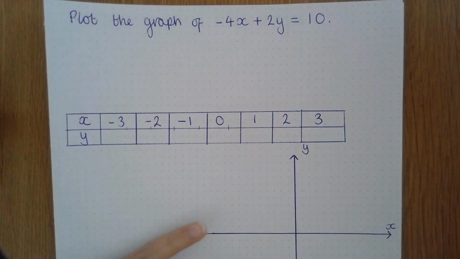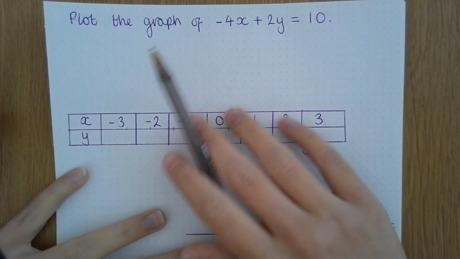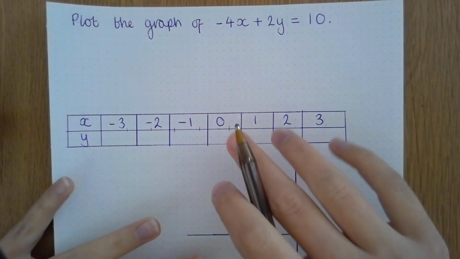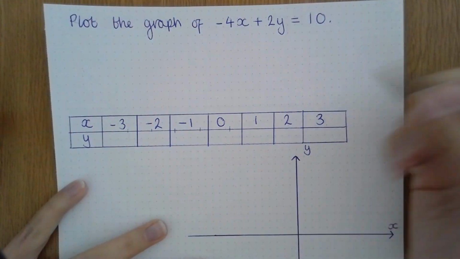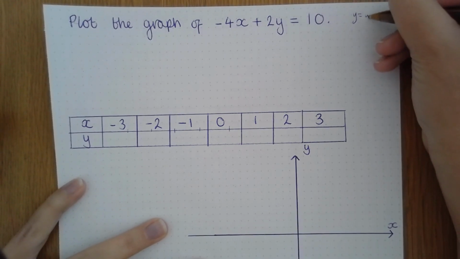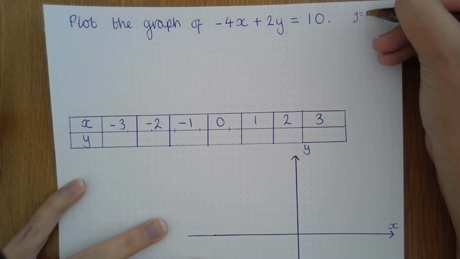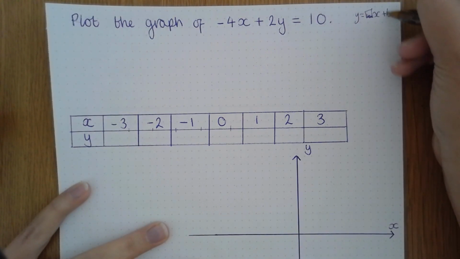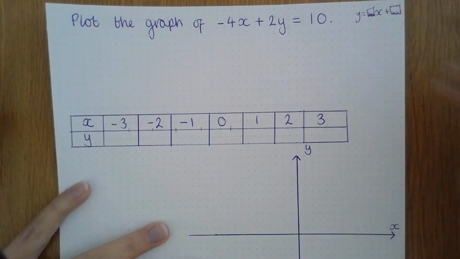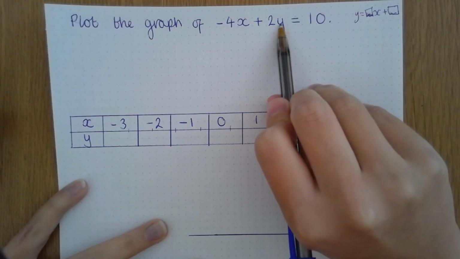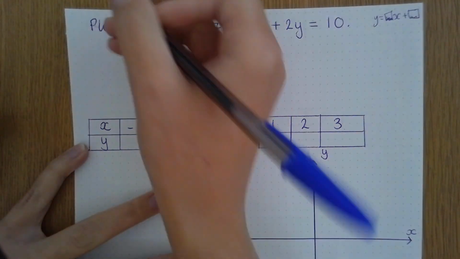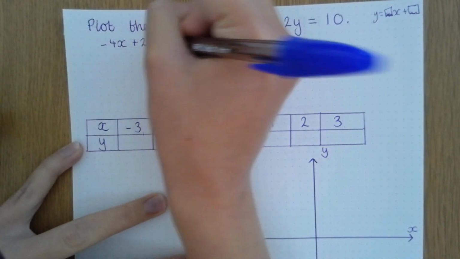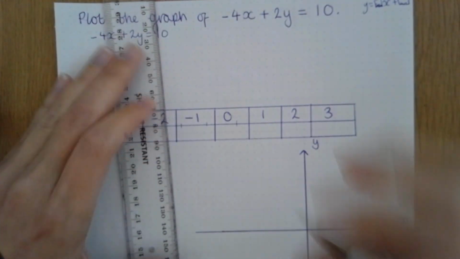We're going to talk through two examples, and the first one is plot the graph of negative 4x plus 2y equals 10. Okay, our last video was looking at something like y equals something x plus something, or y equals something x take something. So we need to rearrange it so that we've got something that looks like this. We want to get y on its own, so we're going to use some stabilizers. So we've got negative 4x plus 2y equals 10, and we use stabilizers to help us.